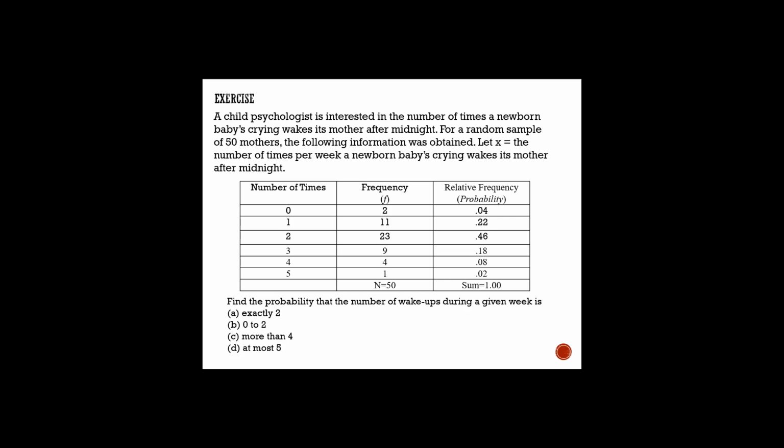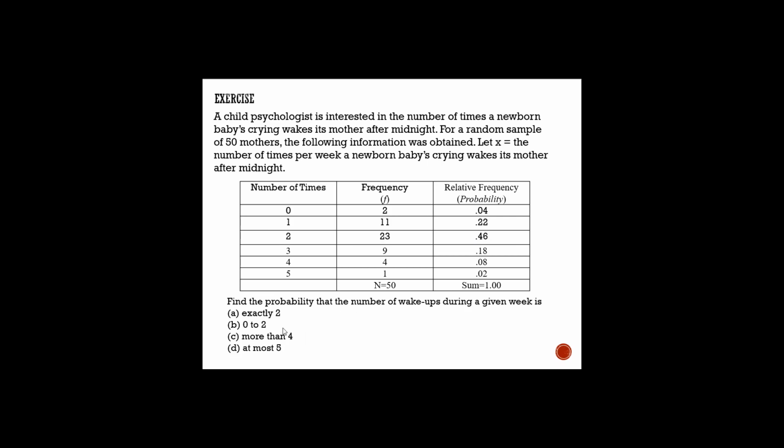So you can see the probability table has been completed with the relative frequency, which is the probability. You can also see that these are discrete random variables. In other words, the number of times here is in counting numbers: 0, 1, 2, 3, 4, and 5. Now, the questions asked are at the bottom. What's the probability that the number of wake-ups during a given week is exactly 2? Well, for this one, all we have to do is look at 2 times and go over, and we find the probability of 0.46. So that's simple.